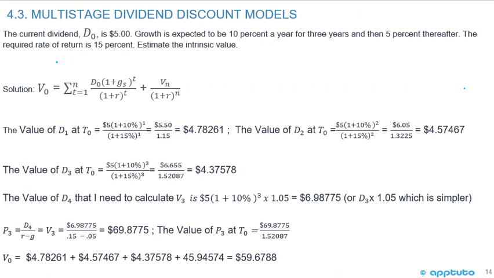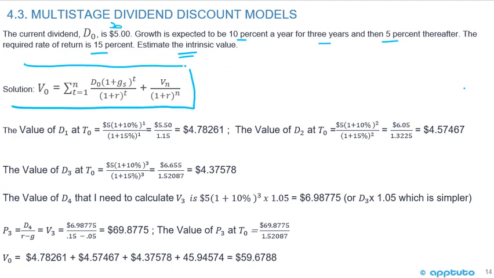Okay, let's walk through this example of the multi-stage dividend discount model. So the current dividend is $5, and growth is expected to be 10% a year for 3 years, and then 5% thereafter. And the required rate of return is 15%, so that's what we're going to discount everything back by. And we need to calculate the intrinsic value of the stock. So we can see this is a two-stage model. There's growth at 10% for 3 years, and then it's 5% thereafter. So here's the formula, but let's not be too worried about the algebraic formula for now.